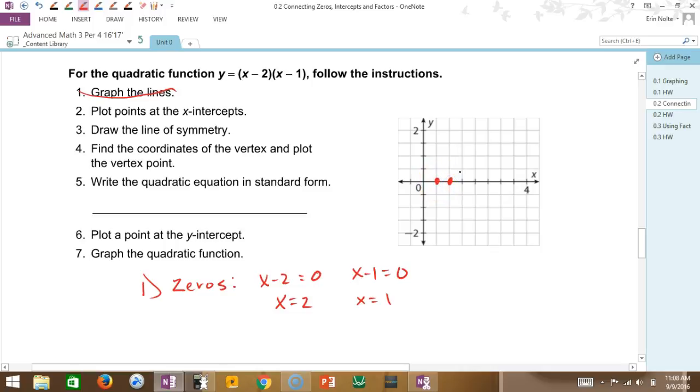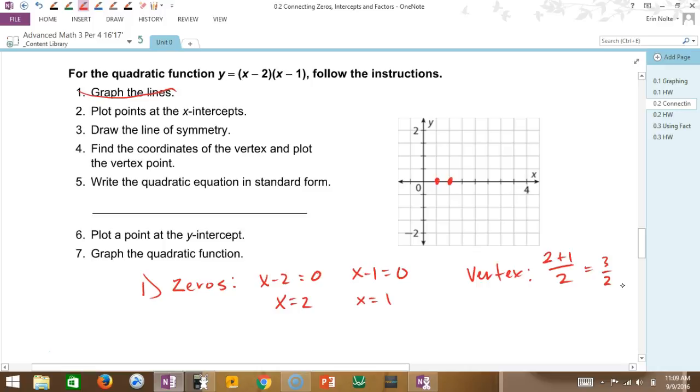Now if I'm graphing it, what's the next point that I need to find? The vertex. So how do I find the vertex? Find the midpoint. We add the two x values that I just got, 2 plus 1, and divide that by 2. 2 plus 1 makes 3, and 3 divided by 2 is 3 halves. Yep, 3 halves, not 1.5.